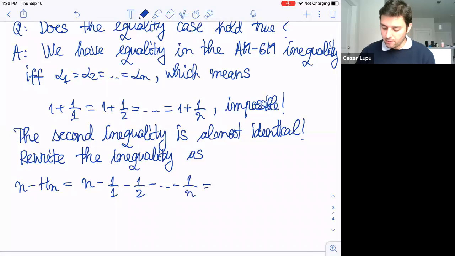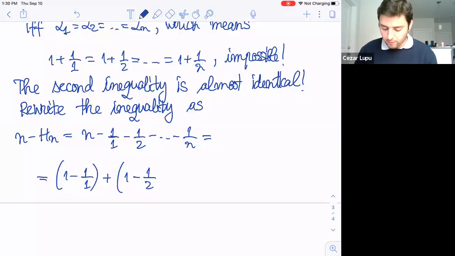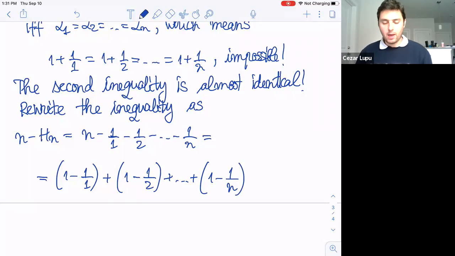And now let me group this together. I'm going to do the same thing. I'm going to break this n into n pieces. Well, I have to show that, let's group them here: 1 minus 1/1, plus 1 minus 1/2, plus all the way 1 minus 1/n. Again, I have here n terms.